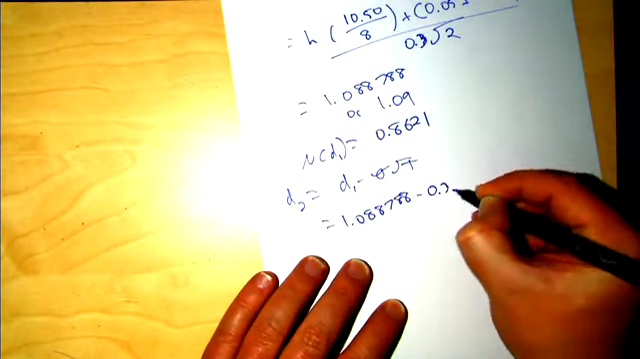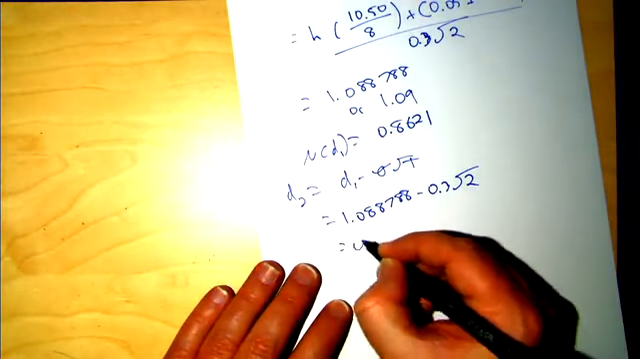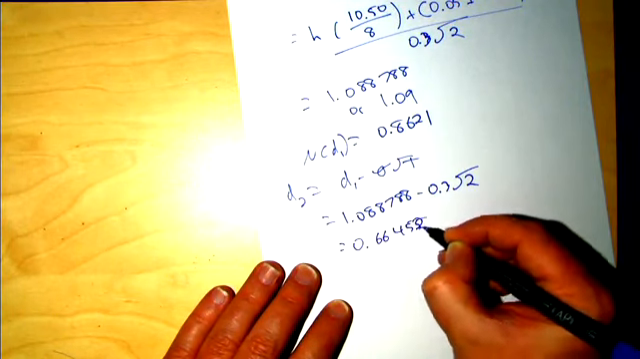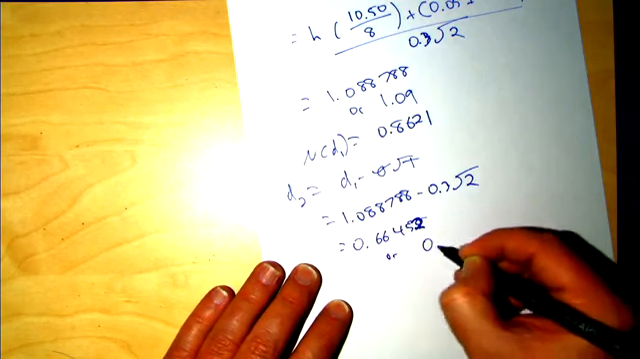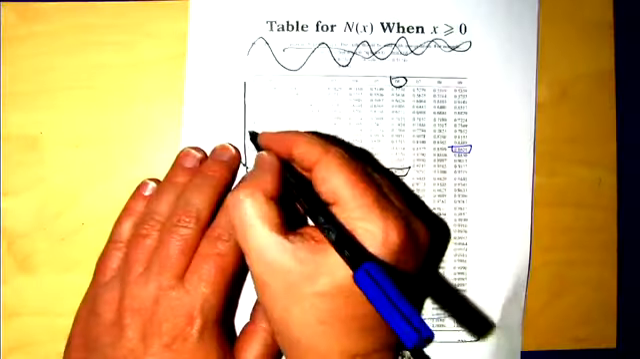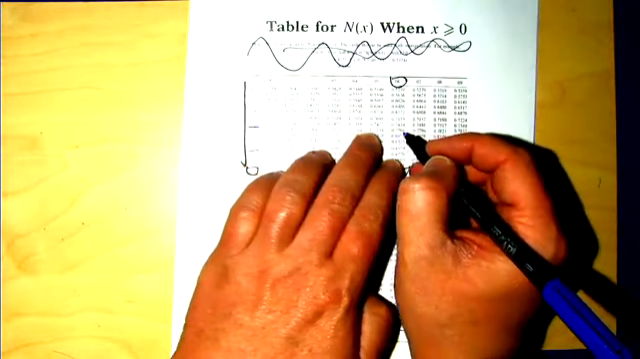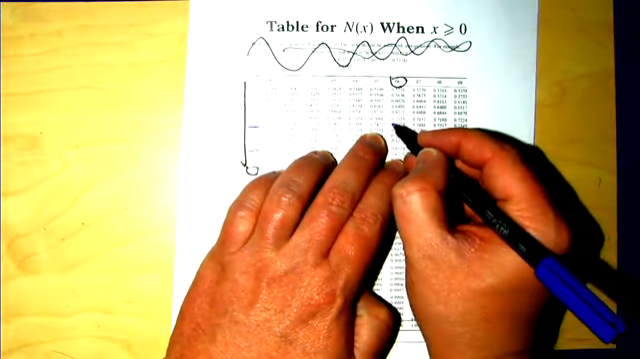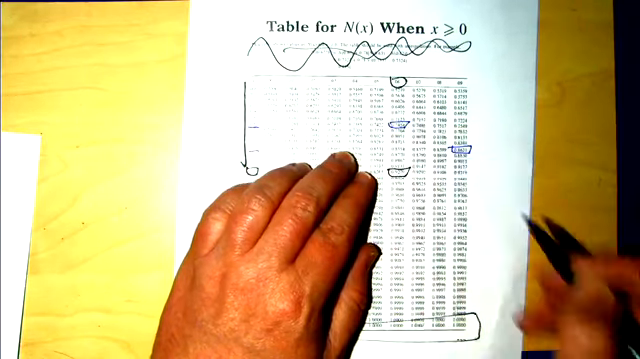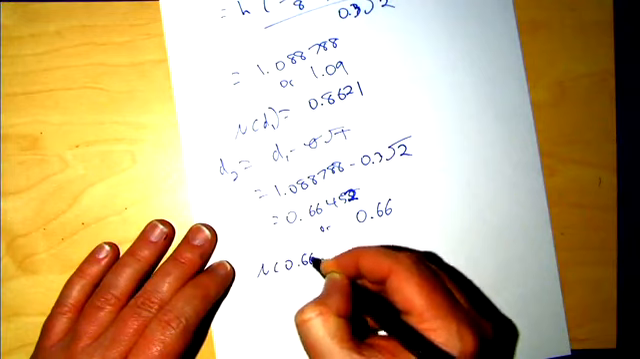Minus 0.3 times the square root of 2 years to give me 0.66452. So I look up 0.66. Just round to 2 decimal points. So 0.66, I go down to 0.6, and then I go across to 0.06 to give me 0.7454. So N of D2, N of 0.66, is 0.7454.